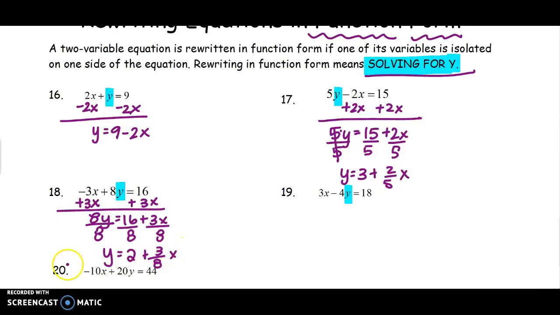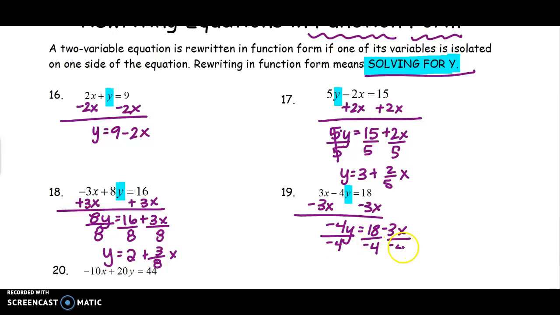I'm going to do number 19 and 20. You can try on your own, otherwise start your homework. But to get y alone, we have a positive 3x, so we would subtract 3x. You have minus 4y is equal to 18 minus 3x. When you divide by a negative 4, you have to take that negative with it. We have y is equal to, well, 4 doesn't go into 18 evenly, but we can simplify to 9 over negative 2. Two negatives, negative 3 over negative 4 makes a positive 3/4 x.